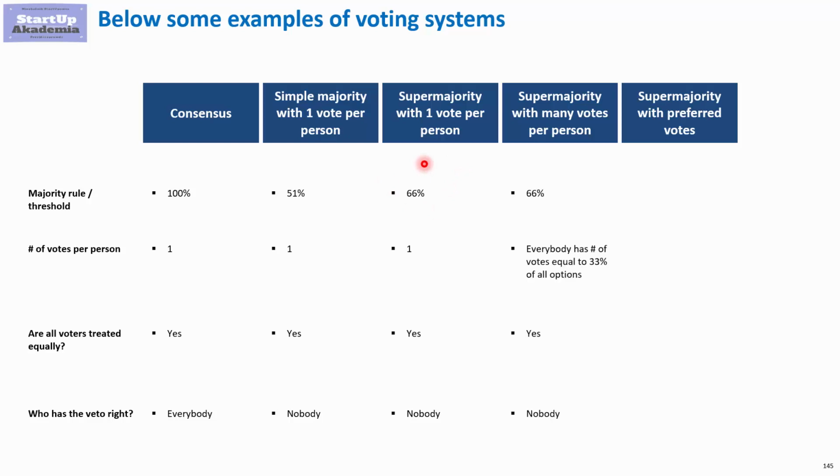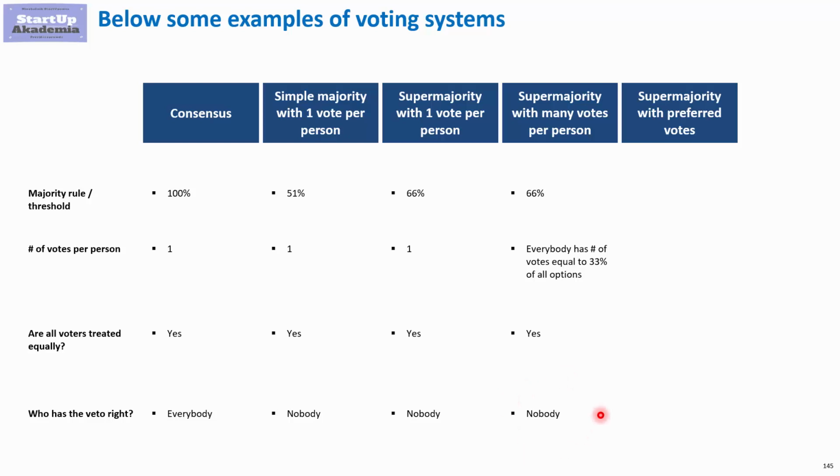And with the supermajority, we keep the threshold, but what changes is the number of votes per person. So we have put here, for example, that everybody has a number of votes equal to 33% of all options. So if you have 6 options, it would mean that everybody gets 2 votes. So he can vote for 2 things. All voters are treated equally and nobody has the veto right.